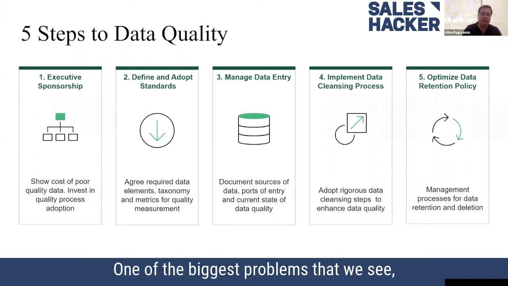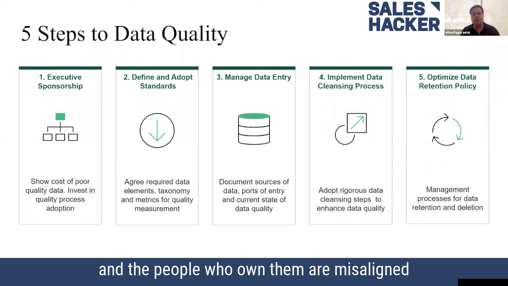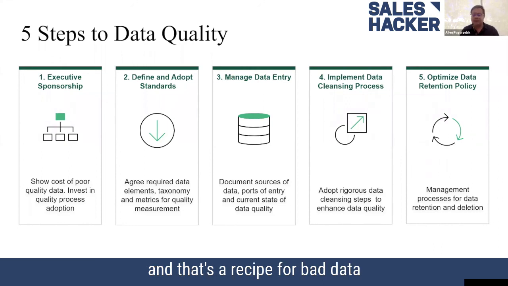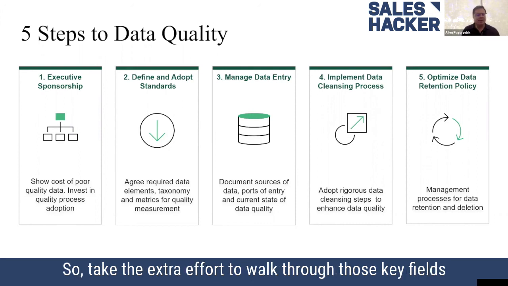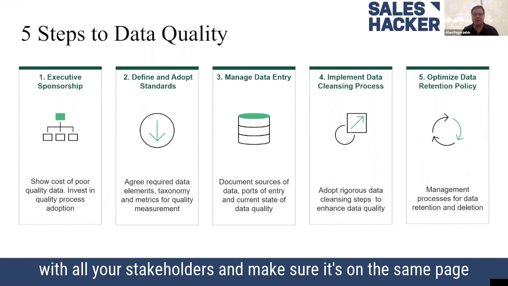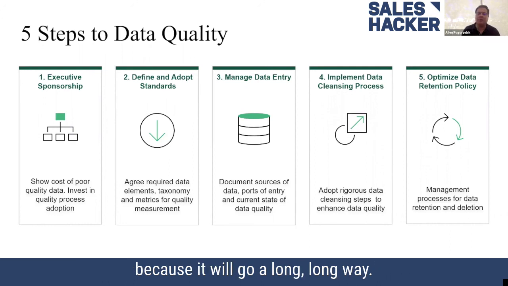One of the biggest problems that we see is where sales systems and marketing systems and the people who own them are misaligned. And that's a recipe for bad data that's going to bring both of those systems down. So take the extra effort to walk through those key fields with all your stakeholders and make sure everyone's on the same page about who owns them and about what the impact is, because that will go a long, long way.